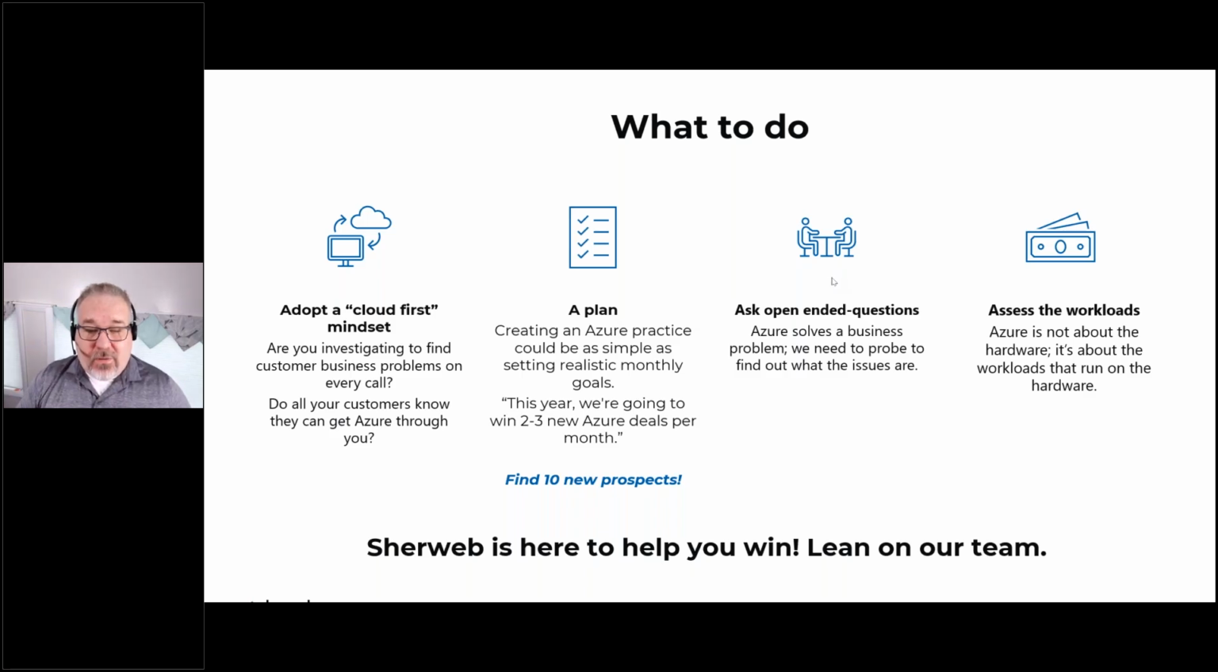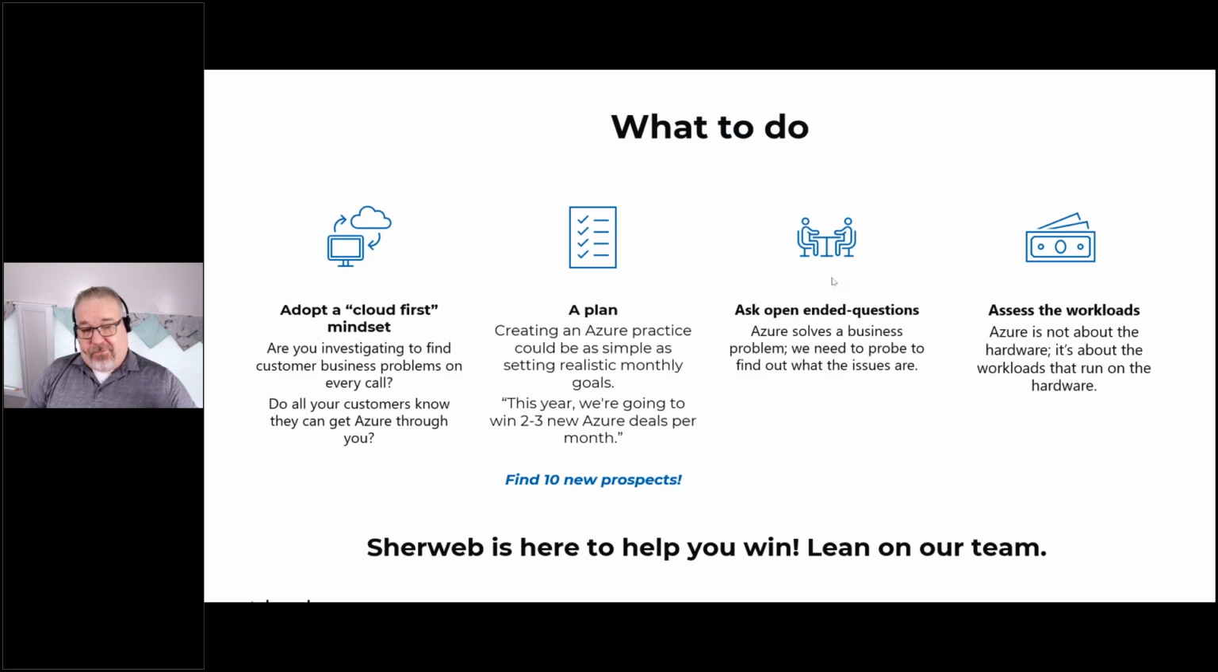And assess the workloads. Azure is not about the hardware. It's about the workload. It's about making sure I got enough CPU, RAM, and storage to run the application, whatever that is, for my customer. And we're here to help you win all the way along. You want us to get on the call with your customer and help them with an opportunity that you found? We're happy to help. You want us to do the estimate? Happy to help. Let us know how we can help you.